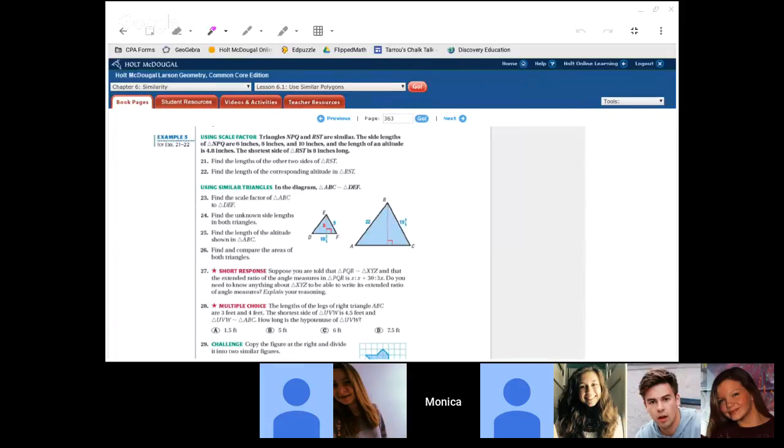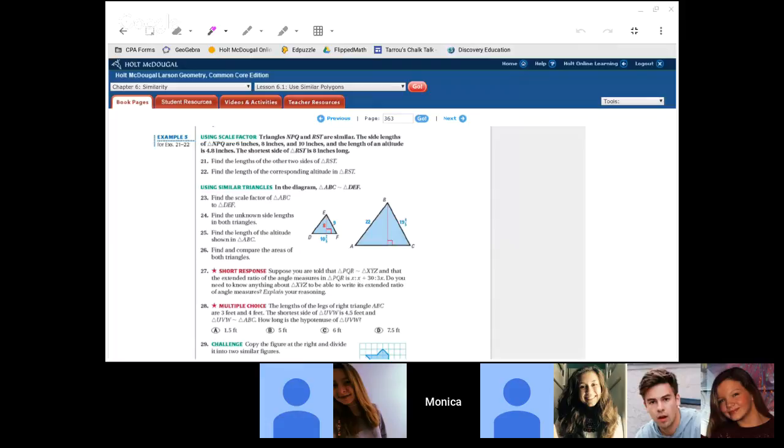So Abby, for 22, you're going to use that same scale factor that we figured out for 21, that 3/4. And then the altitude, remember the altitude is just dropping a line from the vertex down to meet perpendicularly with the opposite side, okay? Yes, Natalie, it is that red line in those diagrams.